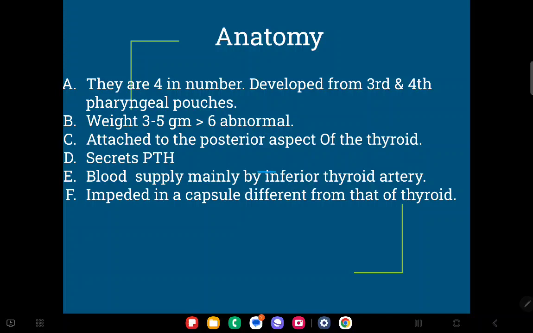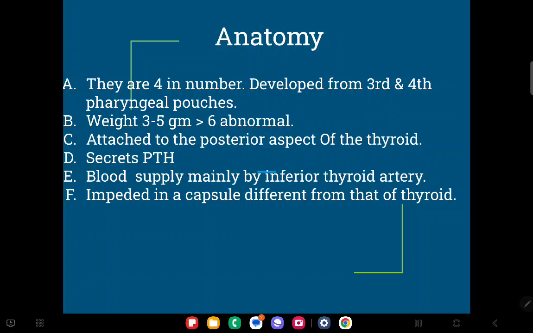It's very small. It's like a grain of lentils. It weighs about 3 to 5 grams. If it is more than 6 grams, it is abnormal. Usually it is attached to the posterior aspect of the thyroid, but sometimes you might find ectopic parathyroid glands, or you might find it embedded within the thyroid, or in the vascular sheath lateral to the thyroid.